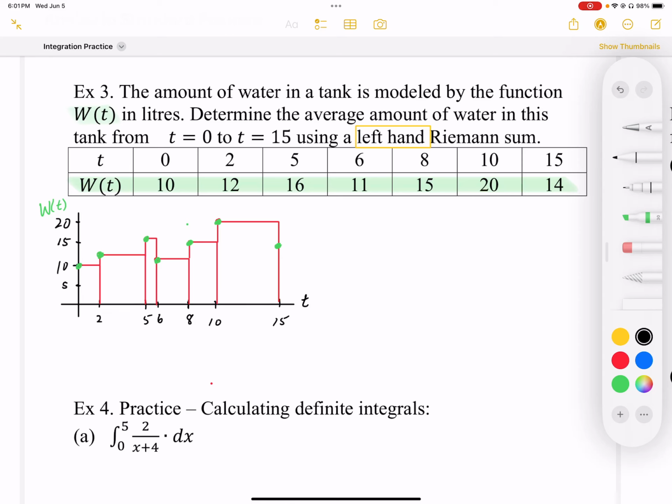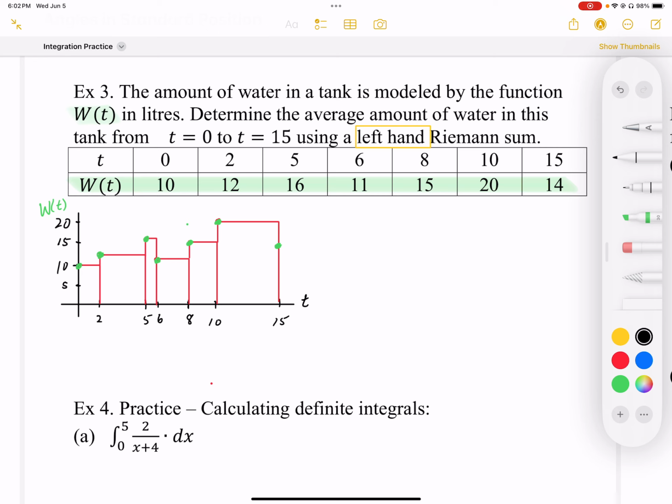Number three is to do with Riemann sums. And the question says the amount of water in a tank is modeled by the function W of t in liters. So W is in liters, t is time. And it says determine the average amount of water in this tank from t equals 0 to t equals 15 using left-hand Riemann sums. So a couple things here.